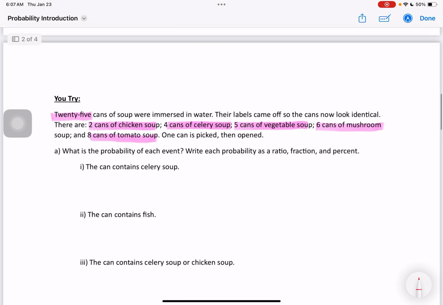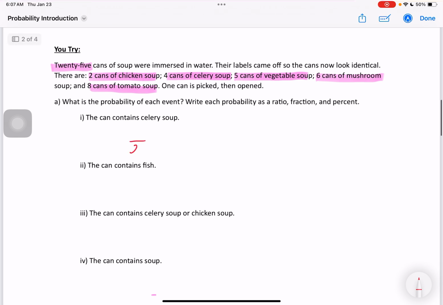Okay, so there are 25 cans total, so that goes on the bottom. Celery soup has 4 cans total. Okay, so 4 over 25, if we put that into a fraction over 100, it's easier for us to figure out the percent without having to use a calculator. So if we multiply this by 4, that would give us 16 over 100, so 16%, or we could do 4 to 25. Okay, the can contains fish. Well, there are no soup that has fish, so it's 0.